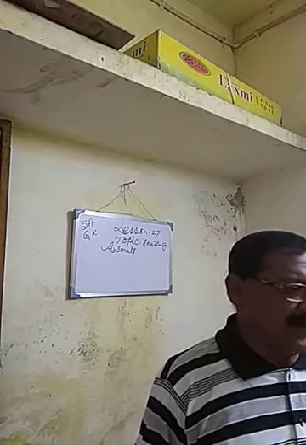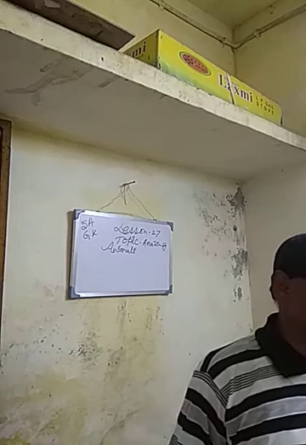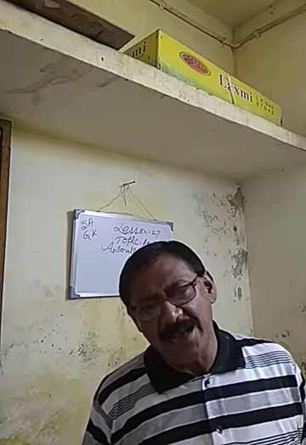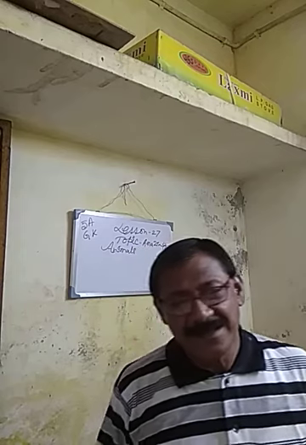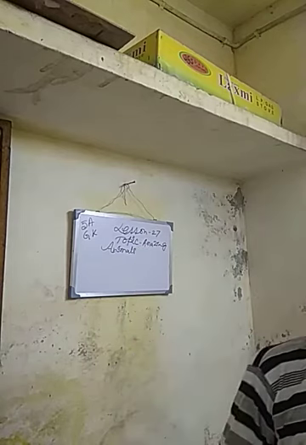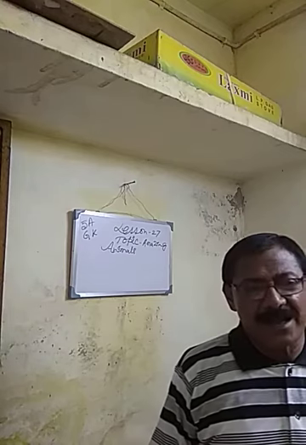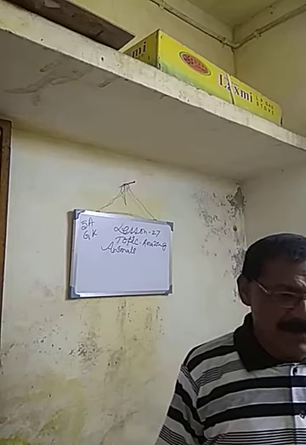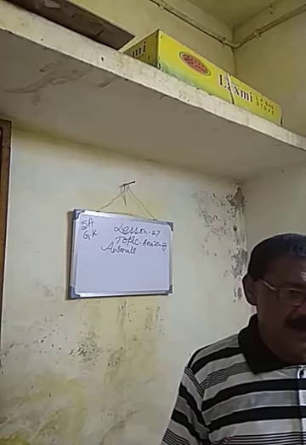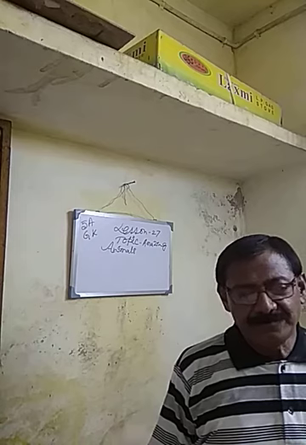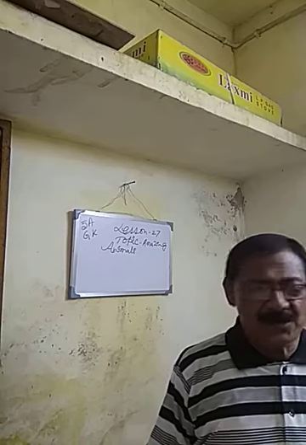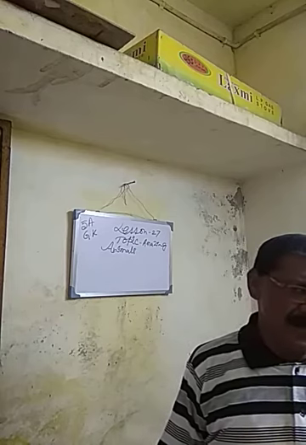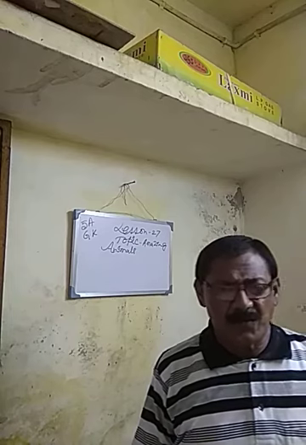And this animal is known as the Royal Bengal Tiger. What is the name of it? Royal Bengal Tiger of Sundarban. The Royal Bengal Tiger of Sundarban is famous throughout the world. Its name is known by people of the world, and many people come from abroad to see it in the Sundarban Forest.